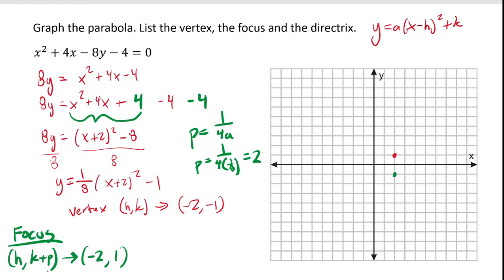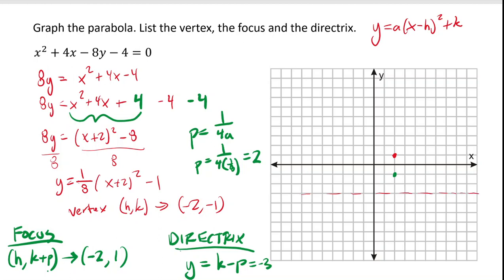And our directrix is just going to be, remember, the directrix and the focus are going to be equidistant from the vertex. So if I went p up to get to the focus, I'm going to go p down to get to the directrix line. So it's going to be y is equal to effectively k minus p, which for us is -3, right? We had -1 subtract 2 is -3. So we have this horizontal line be represented as a dotted line like this.